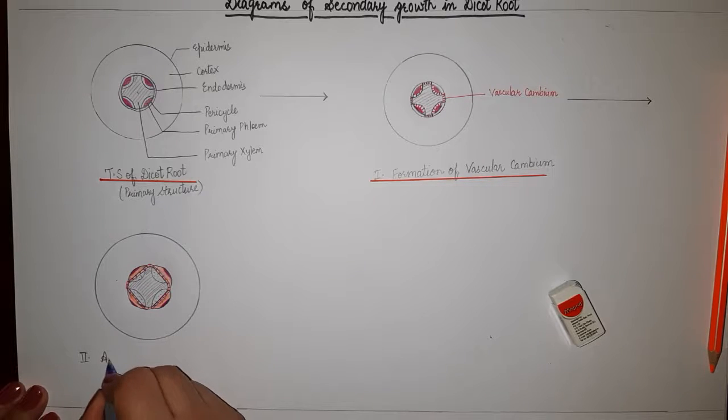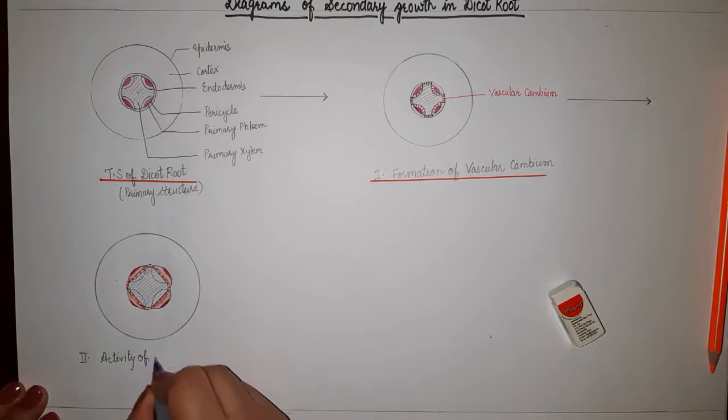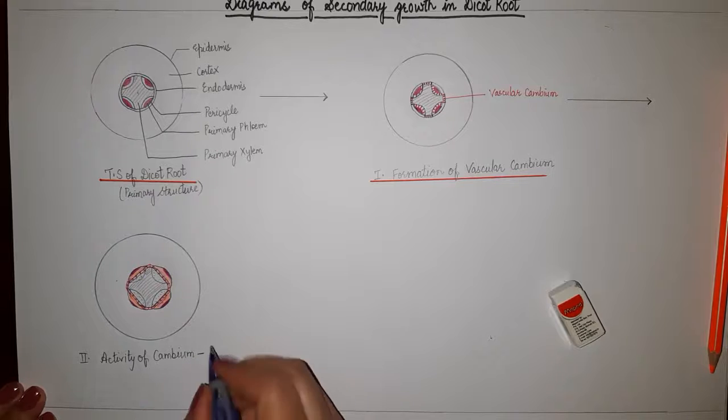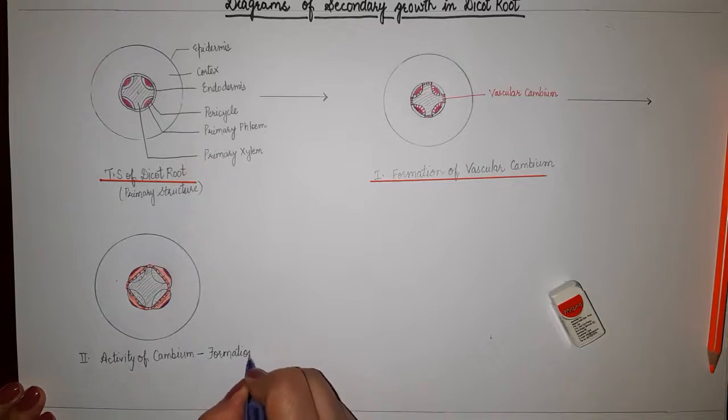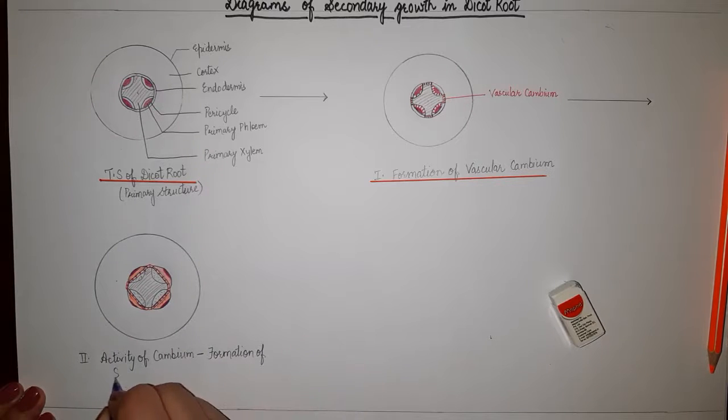So, this is activity of cambium, where we discuss the formation of secondary xylem and secondary phloem.